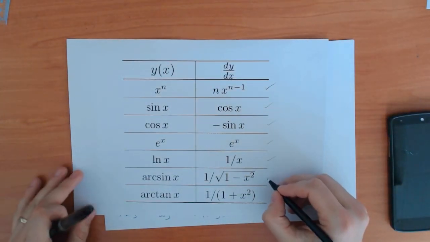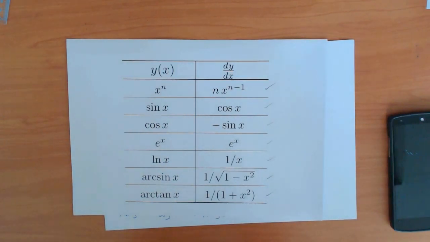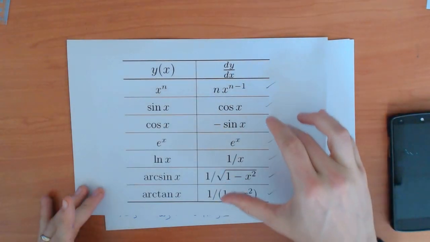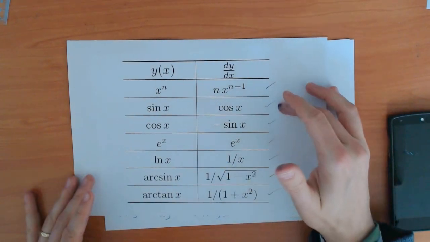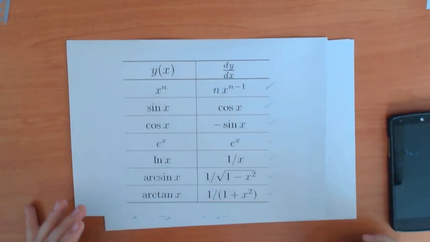Okay. So that completes the proof of these 7 basic derivatives here, and every other derivative you'll see in this course and in most of the undergraduate physics courses will be based upon combinations of these 7 basic results. Okay. So it's a good idea to memorize these results because you will use them again and again.